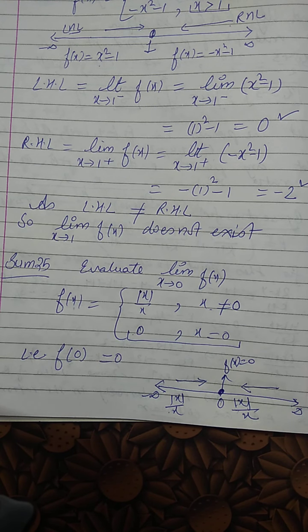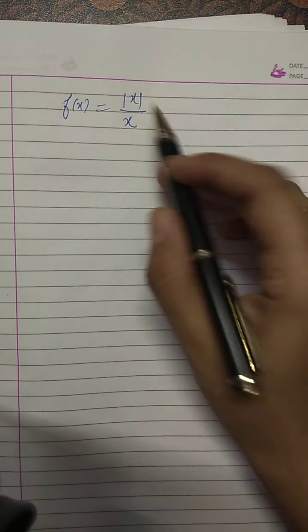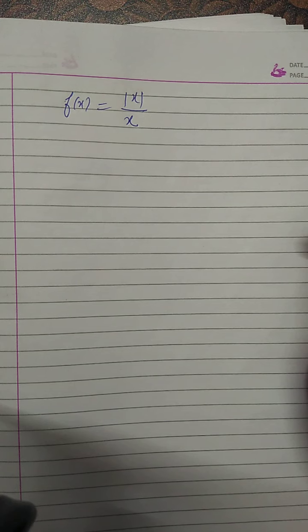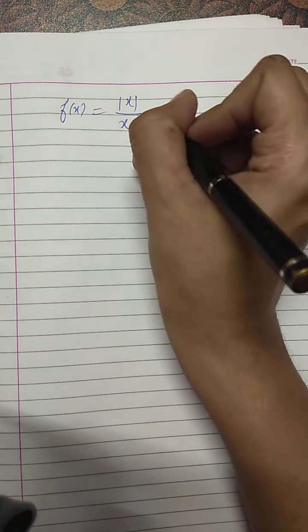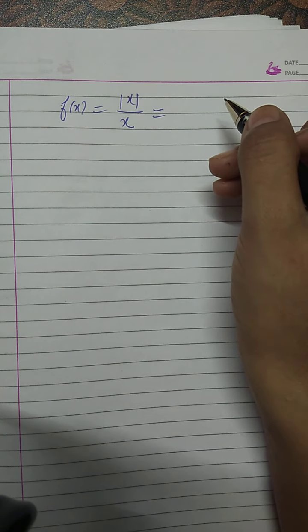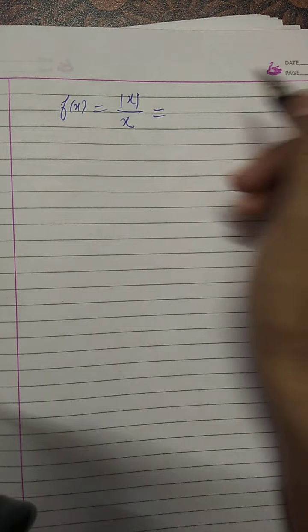So let us do it. Here we have the function mod x upon x, and I'm just going to define it on the basis of when x is less than 0 and when x is greater than 0, how the function will come.